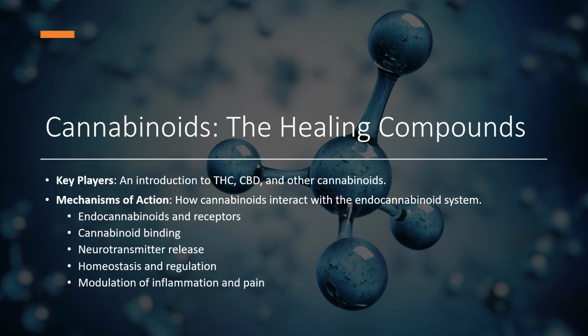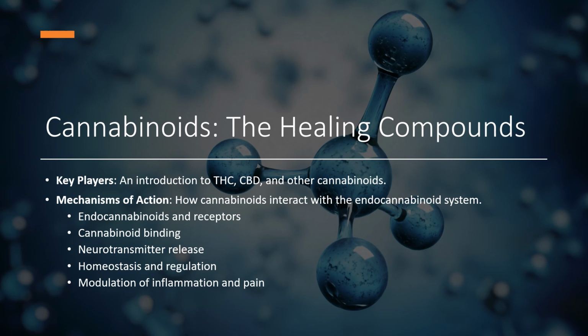And then we have neurotransmitter release. Cannabinoid binding affects the release of neurotransmitters in the brain, like dopamine, serotonin, and so on. In the case of THC, it alters the release of various neurotransmitters, and that is going to result in altered cognition and mood. CBD, on the other hand, may indirectly impact neurotransmitter functioning without producing that high feeling.